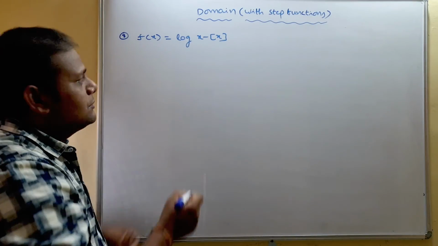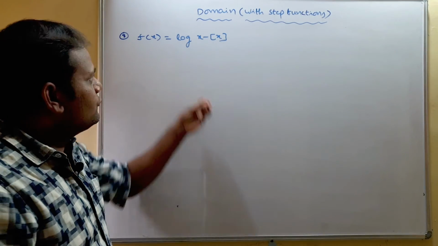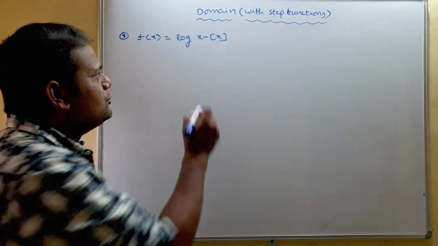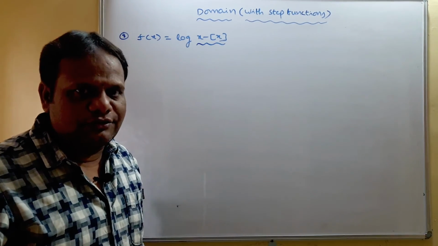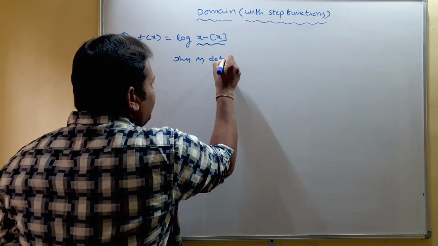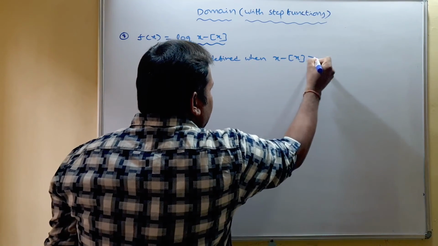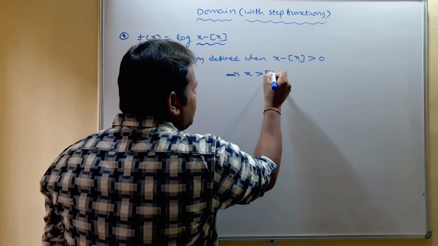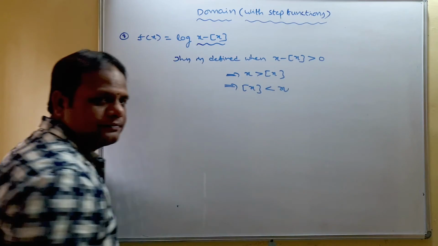Coming to this, the function is log(x − [x]). We have to find the domain of this function. Here we have a logarithm, right? So you know that for a logarithm, whatever input we are taking should be greater than 0. So this is defined when x − [x] > 0. So from this I can take that x > [x], so [x] < x.